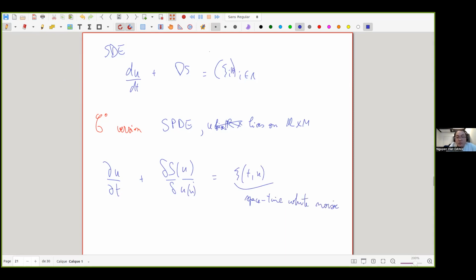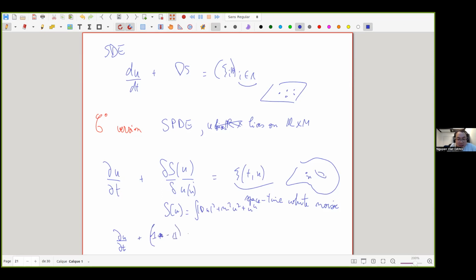So here you have an independent white noise for each lattice site. Here lattice sites become points in your manifold, and so you have a space-time white noise. And this delta S over delta U, if you take S of U, the action functional of the Phi43 theory, then this reads du dt plus (1 minus Laplace) u plus u to the cube equals psi(t,x).